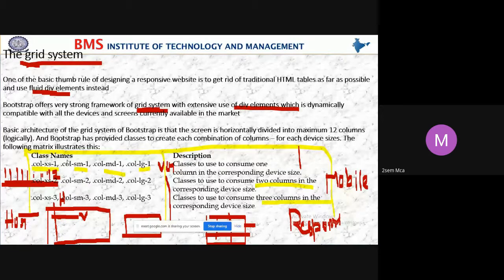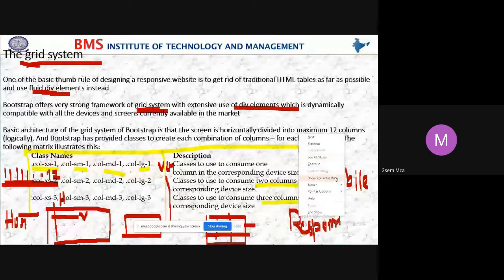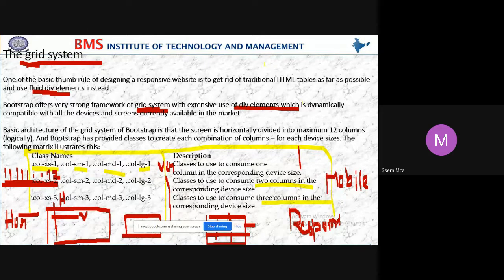So the grid system we are mainly using to represent the data in table format. Here the basic architecture of the grid system in Bootstrap is that the screen is horizontally divided into 12 columns. Horizontal means straight, horizontal. So the basic architecture of the Bootstrap grid system is that the screen is divided horizontally into 12 columns.